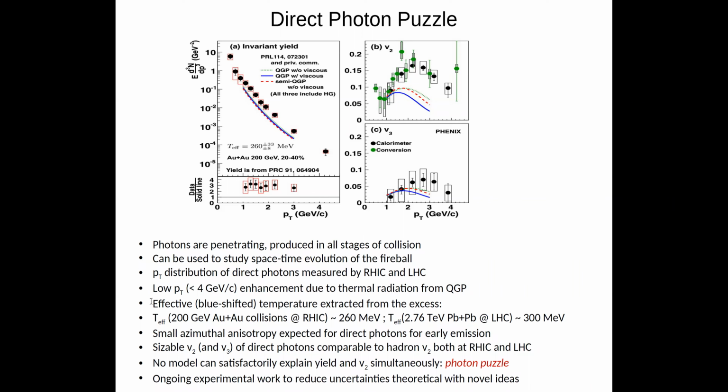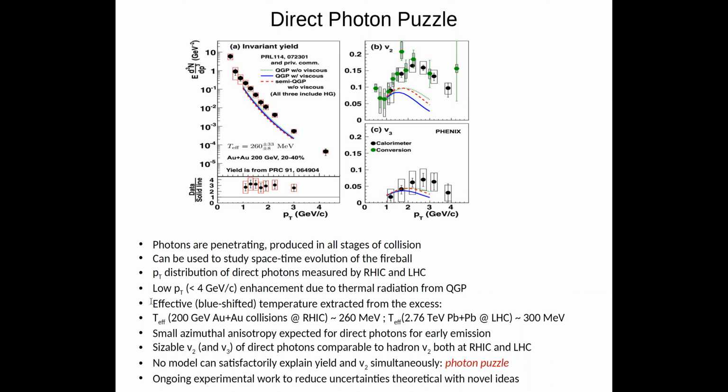On the experimental side, people are working to reduce the uncertainties in the measurement. There are different techniques to reduce the systematic uncertainties. And on the theory side, people are trying to find more novel ideas, to include new mechanisms or apply new tricks in the model, so that the model becomes able to simultaneously describe the spectra as well as the flow coefficients V2 and V3 of the photons.